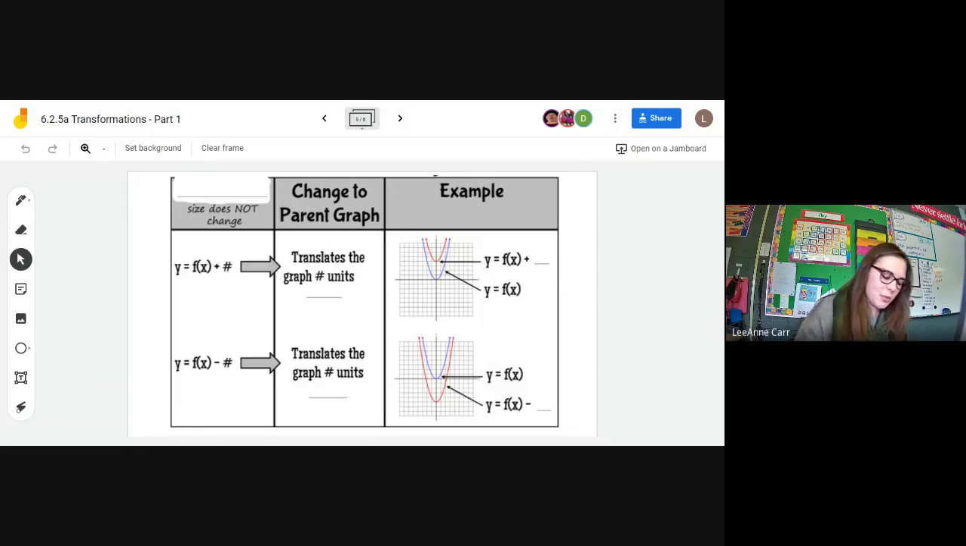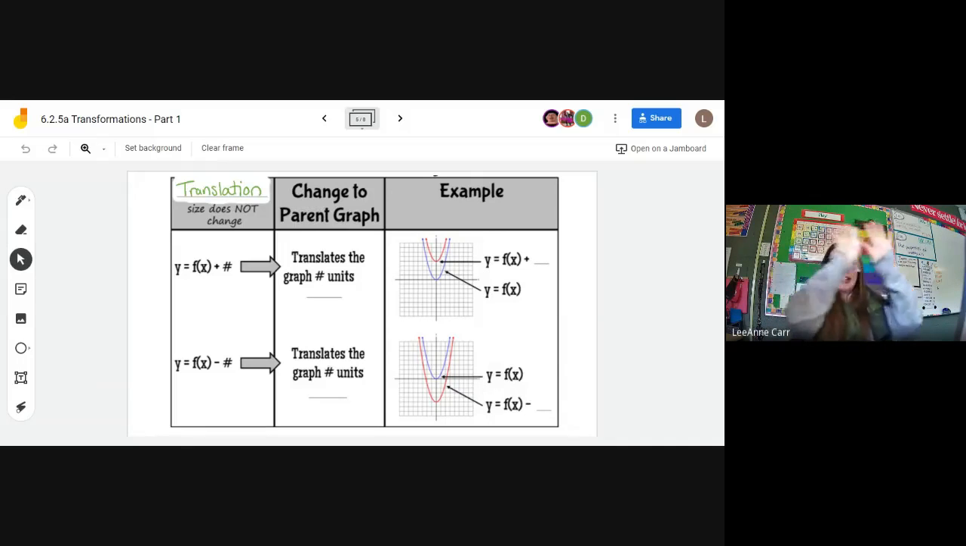This type of transformation is what we call a translation. And you're going to talk about that more in geometry. Translation is the fancy math word for sliding. So we're basically taking a graph. We're not stretching it or shrinking it. We're not changing the shape of it.